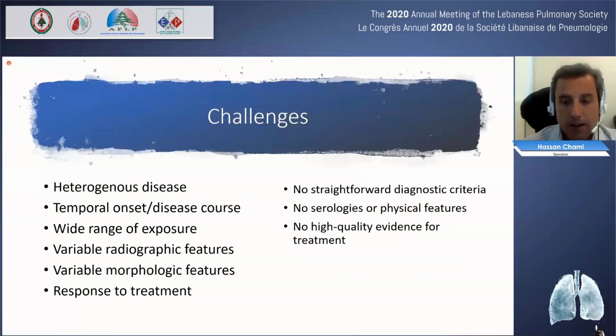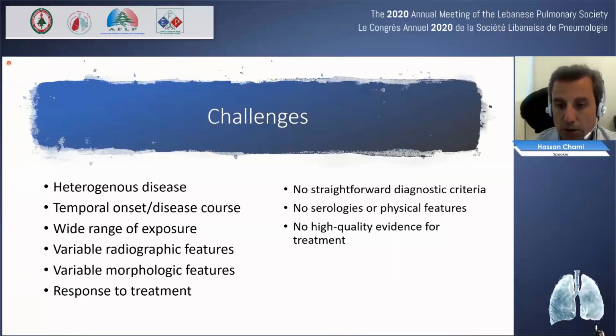I would like to start by mentioning how challenging it is to diagnose hypersensitivity pneumonitis. The fact is it's a heterogeneous disease, both in the temporal onset, the disease course, the wide range of exposures, the variable radiographic features that interface with the other idiopathic interstitial pneumonias, and the variable morphologic features that are found on biopsies, in addition to the response to treatment. The diagnosis is not straightforward.